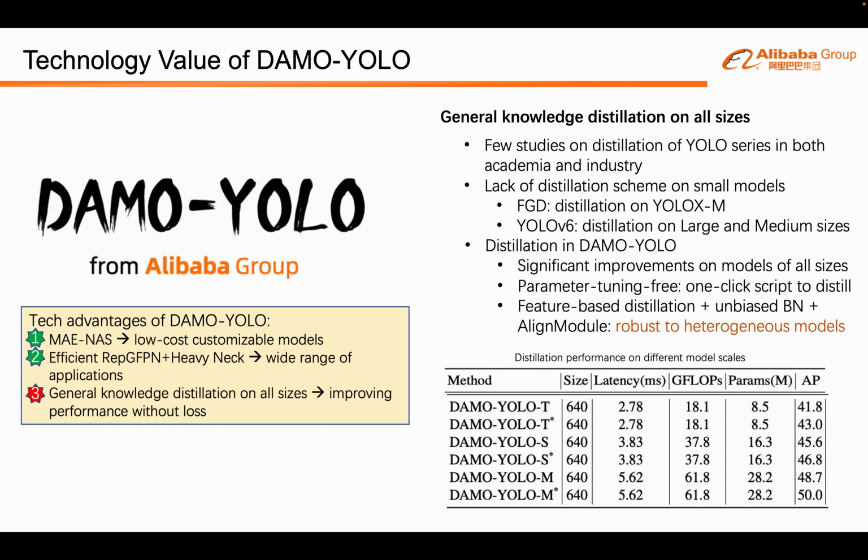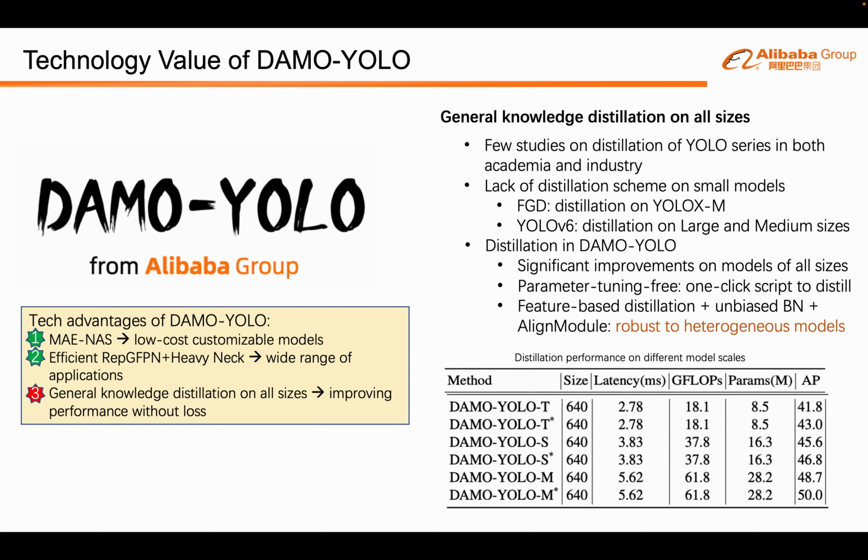The third value is the distillation method of DAMO-YOLO. Model distillation or knowledge distillation is a method to transfer knowledge from larger models to smaller models to improve the performance of small models without extra inference cost. It looks like a powerful tool to improve the detection performance of models.